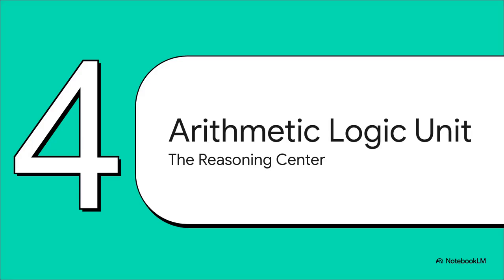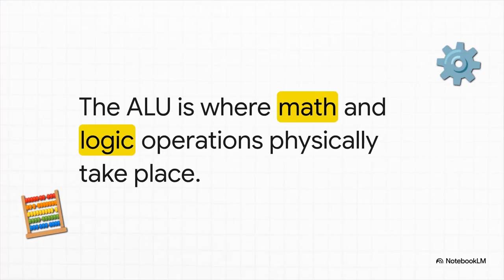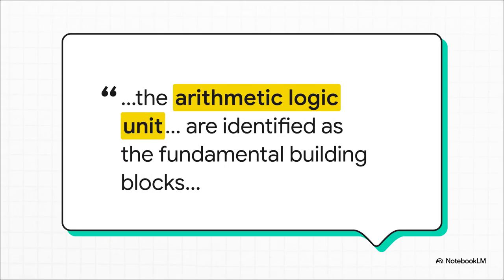Let's look at Section 4, the arithmetic logic unit. The arithmetic logic unit, commonly known as the ALU, is the fundamental building block where the actual math and logic operations physically take place. When you ask a computer to add two numbers or compare two values, that request eventually travels down to the ALU. This is the true heavy lifter of the 8-bit brain. And this is exactly why the arithmetic logic unit is identified as the fundamental building block of this machine.